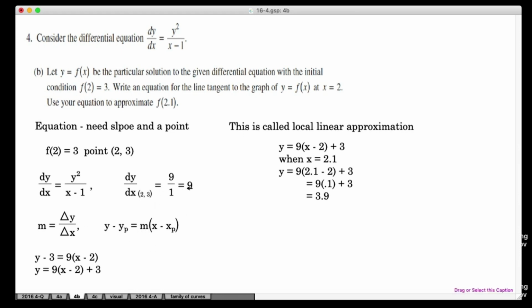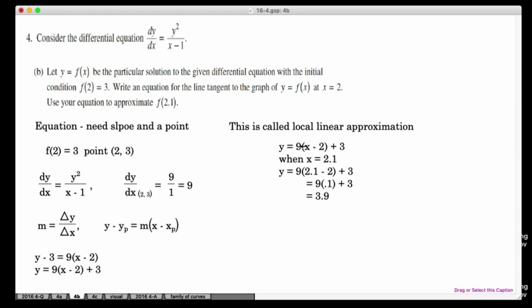So the slope is 9, so you plug 9 in for m. X point is 2, y point is 3, so here it is right here, and then I just move the 3 to the other side. So y equals 9 times x minus 2 plus 3. You do not want to do any more with this because you're going to make the problem harder for yourself. Okay, so here's the equation. I just rewrote up here.